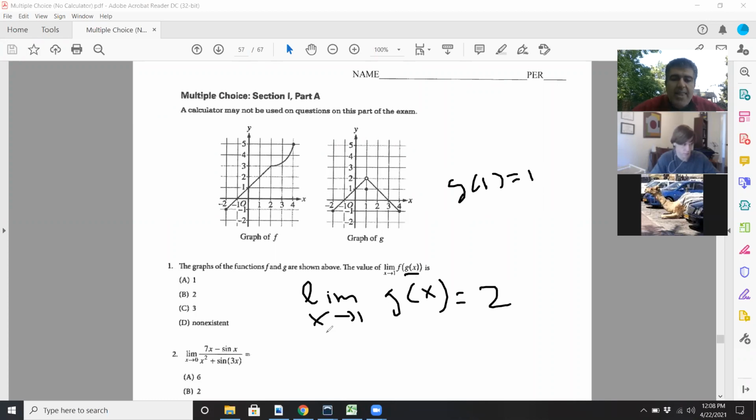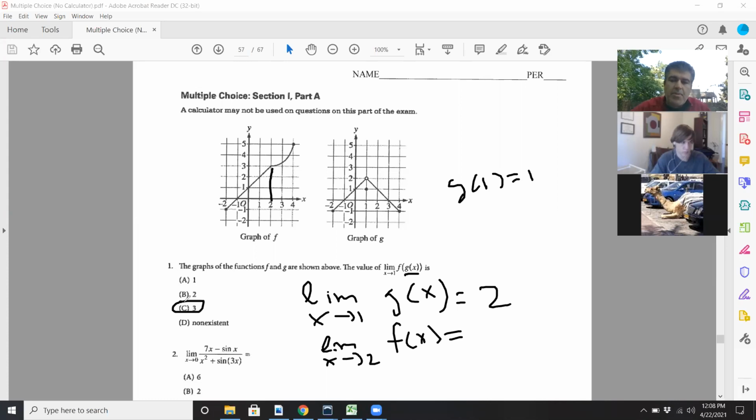So we get 2. Then what you're going to do is take the limit as x approaches 2 of f of x. Then you do the outside second. And of course, that's pretty obvious. That's 3. So the answer is C for number 1. That's all you have to do.